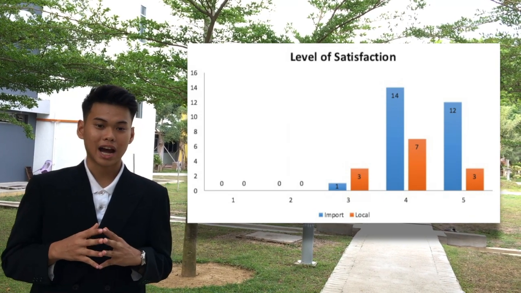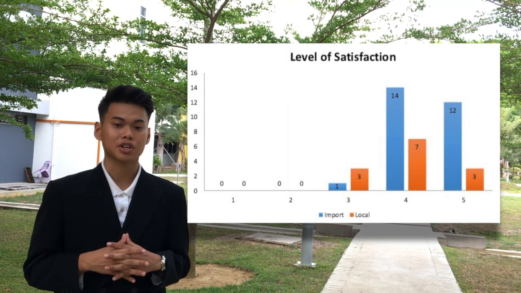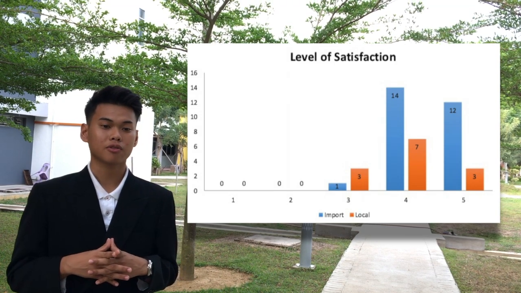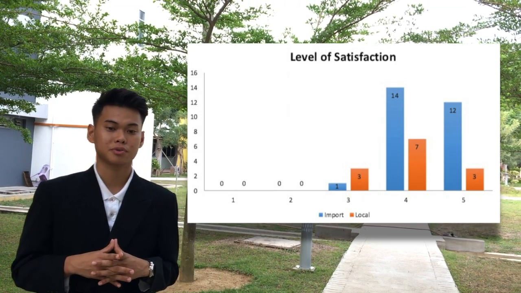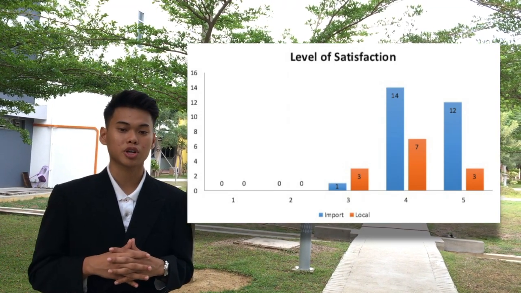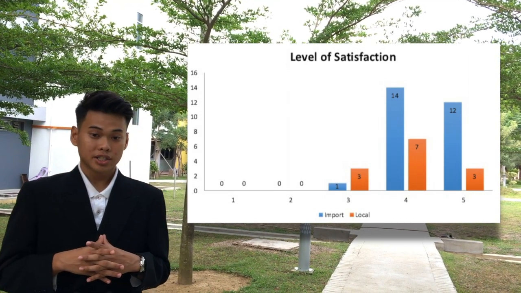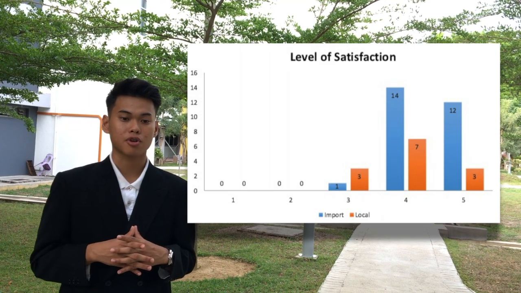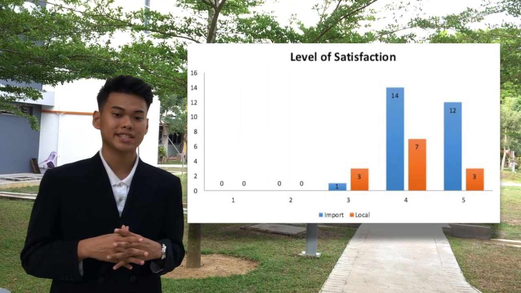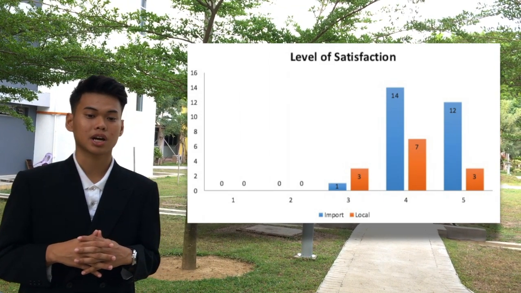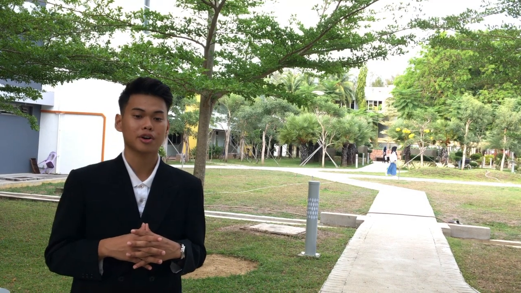For level 5, the highest percentage of respondents who vote are still on import product, with 12% compared to local product only 3%. These 12% who vote on import products are completely satisfied with the product that they use. Same goes to 12% who vote for local product. From the results stated, we can see that most of the students in Pantai College prefer to use import product in their life.